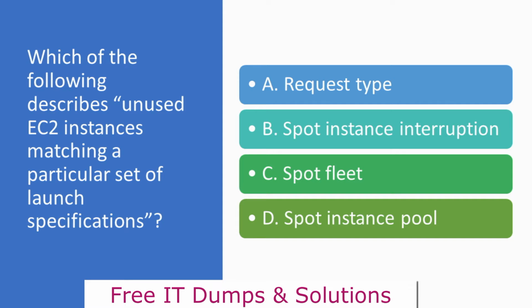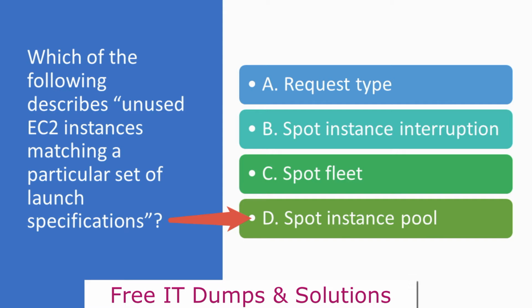Let's talk about this question. Which of the following describes unused EC2 instances matching a particular set of launch specifications? Options we have: A. Request type, B. Spot instance interruption, C. Spot fleet, D. Spot instance pool. Correct answer for this question is option D. Spot instance pool. Because a spot instance pool is made up of unused EC2 instances.